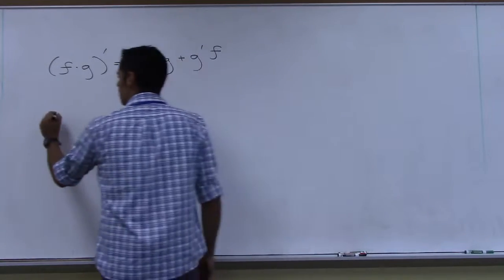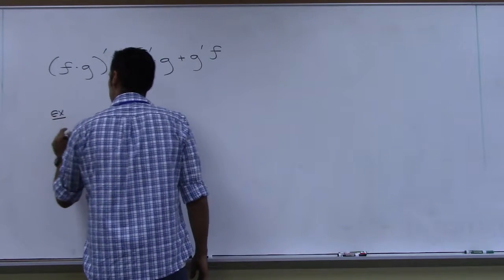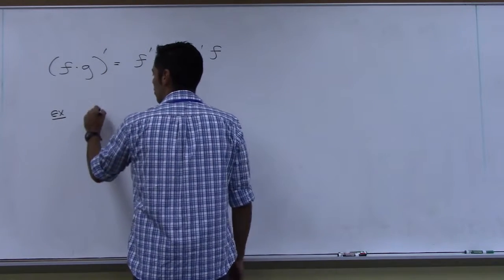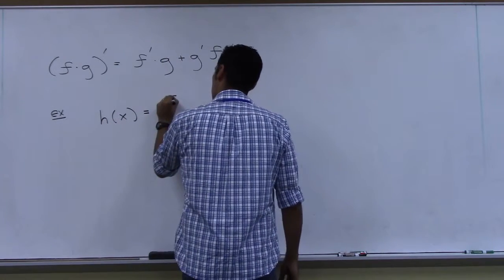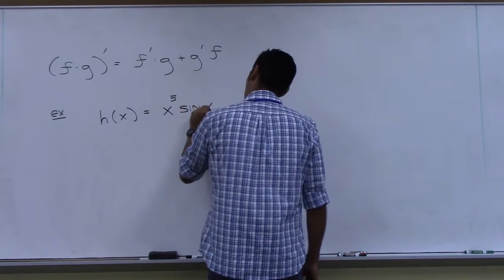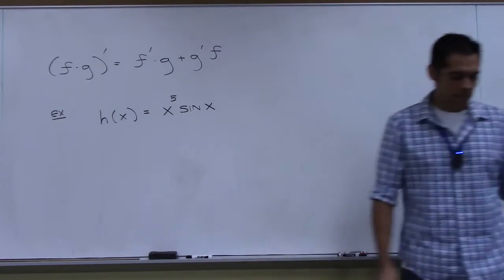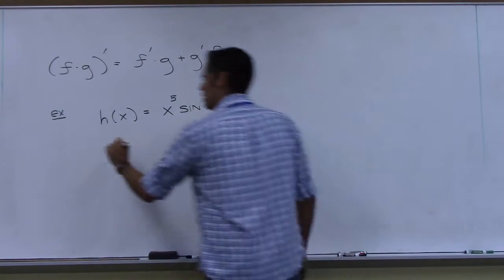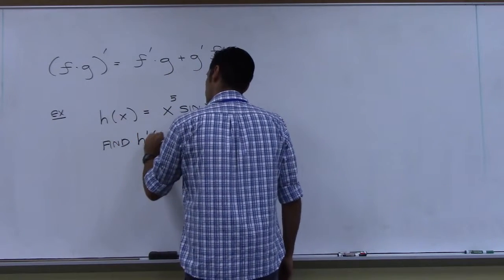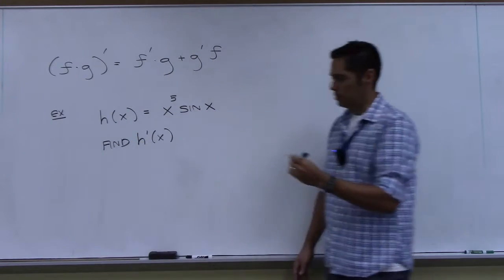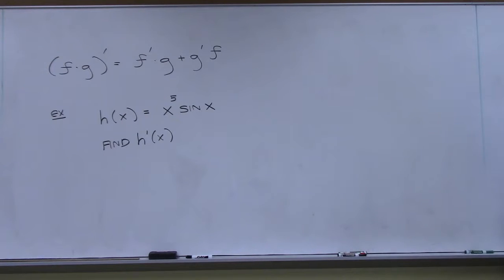Let's do an example. Let's say we have a function. I'm going to call it h of x is equal to x to the fifth times sine x. I would like for us to find h prime of x. That's a good marker. Yeah, it's going to run out now.